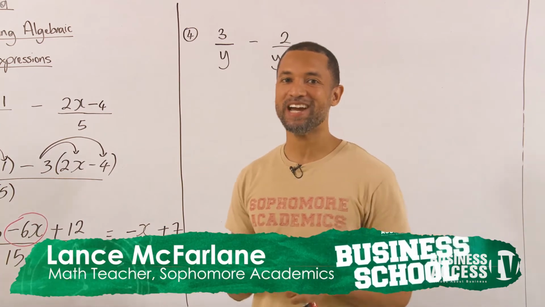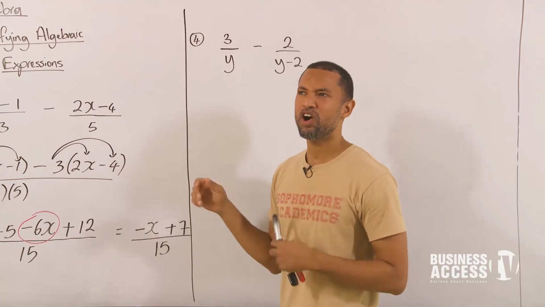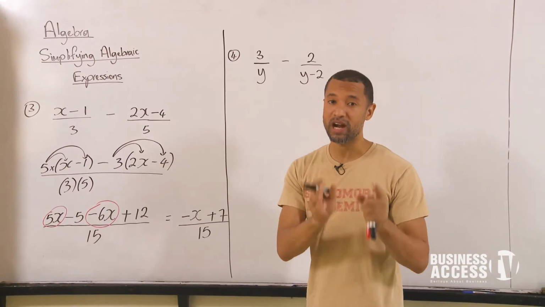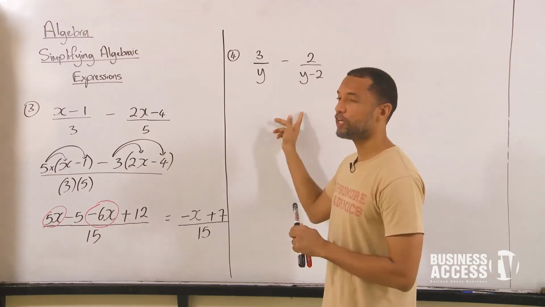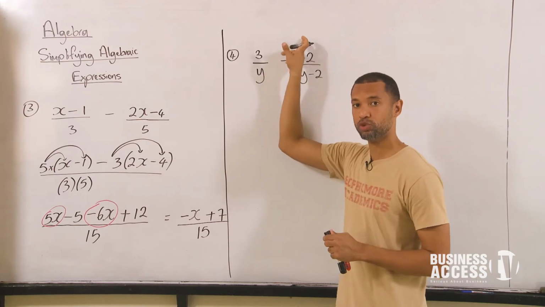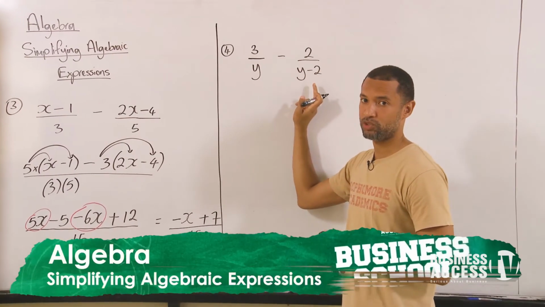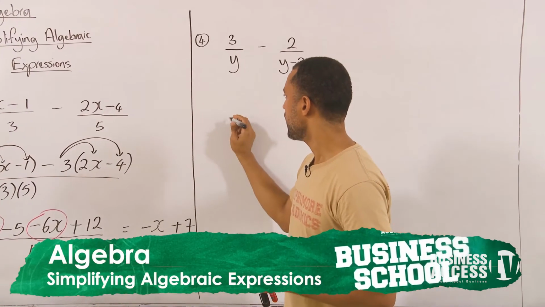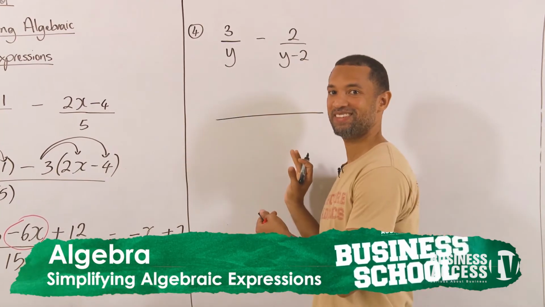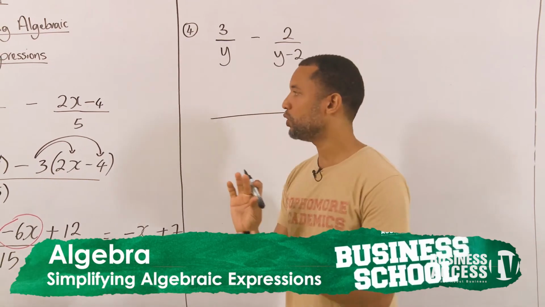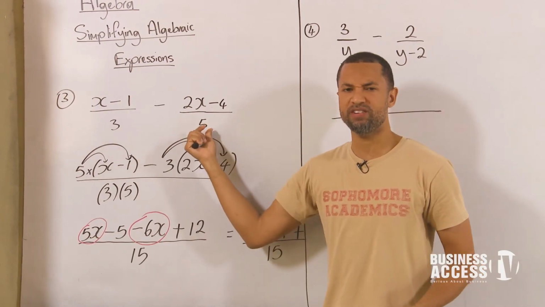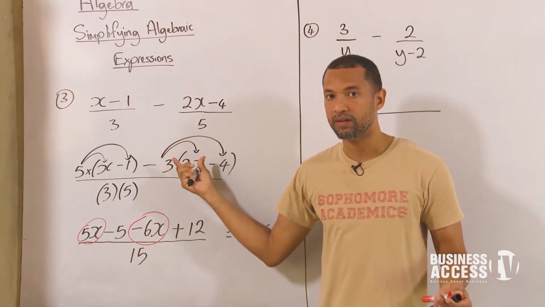I'm a math teacher, and today we've been looking at how to simplify some algebraic expressions, particularly fractions. All right, so here we are at this question, ladies and gents. 3 over y minus 2 over y minus 2. All right, so you might be asking yourself, what is the LCM for this? I mean, you look at this previous question and you can see where we have this 3 and 5. You know that the LCM is 15.